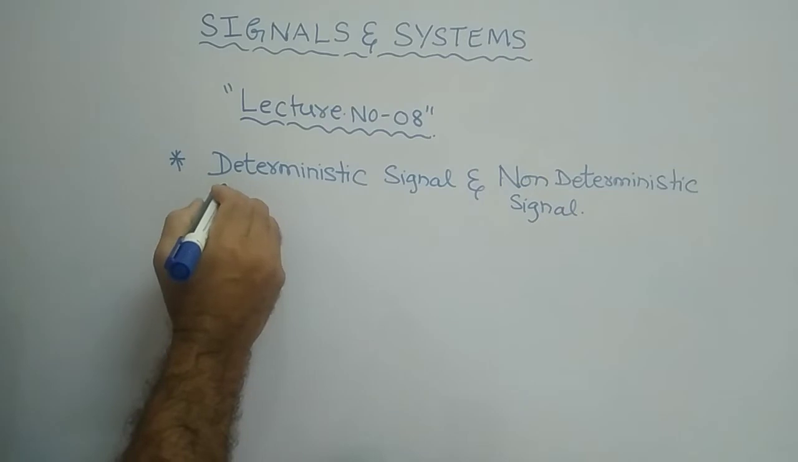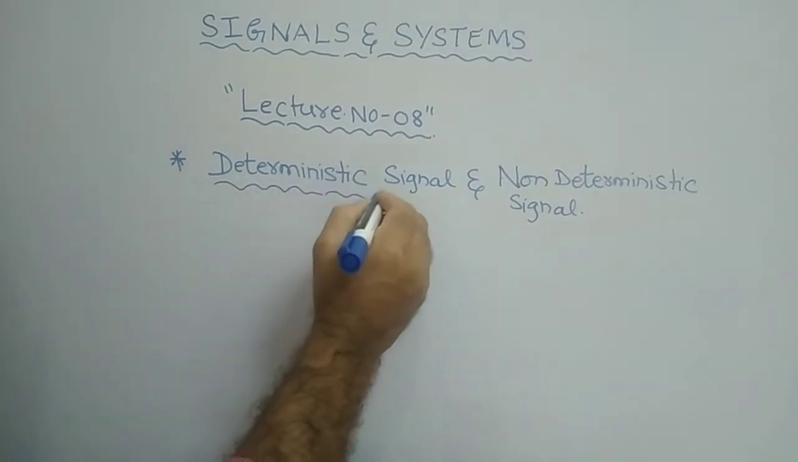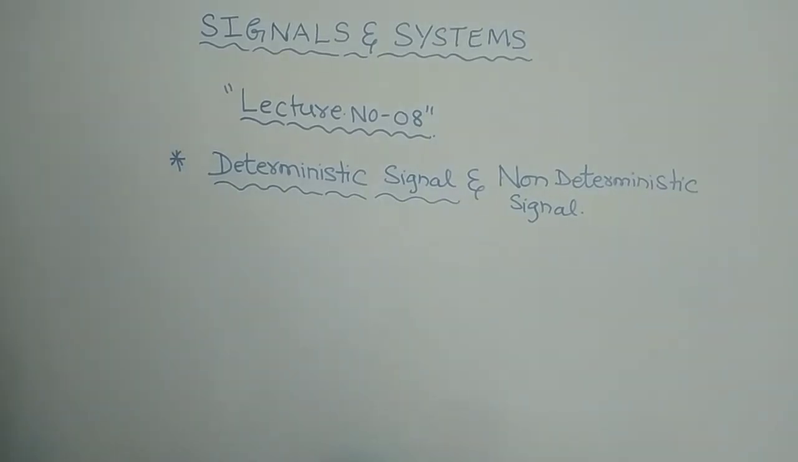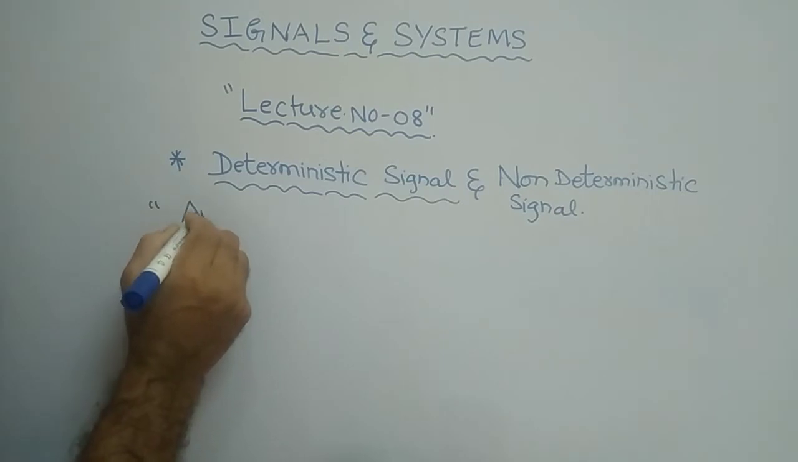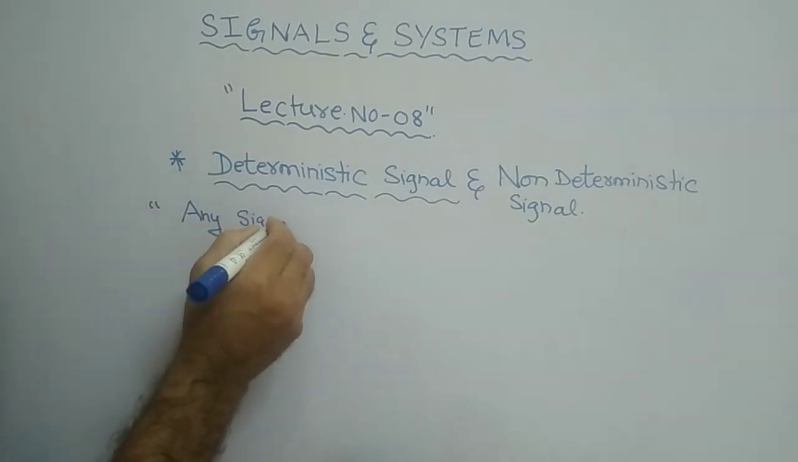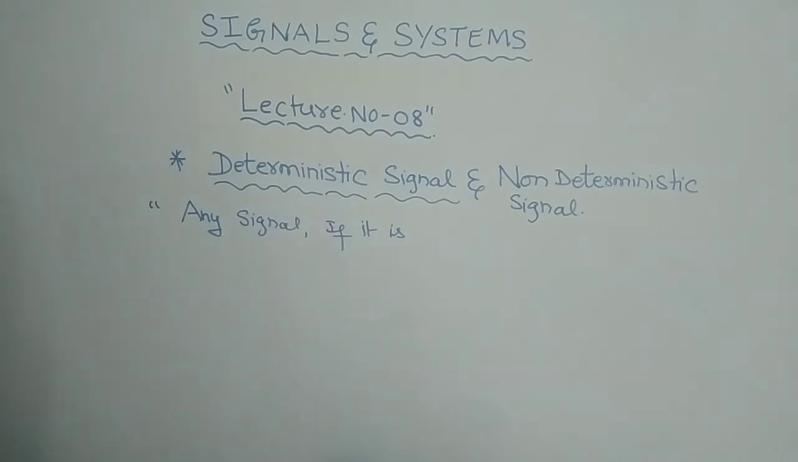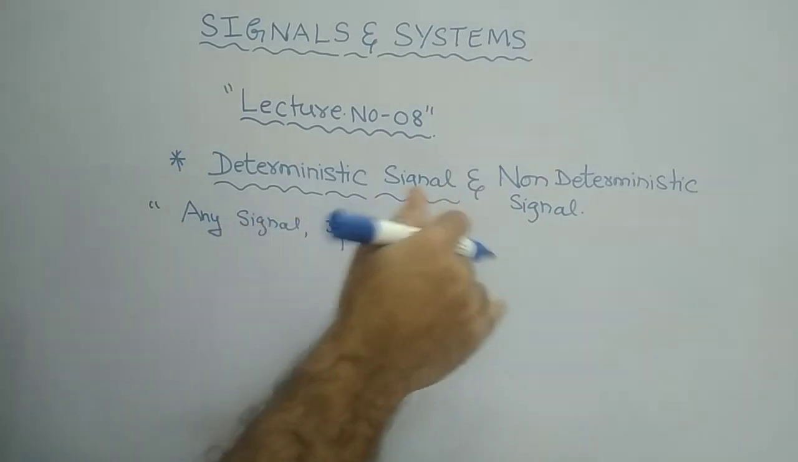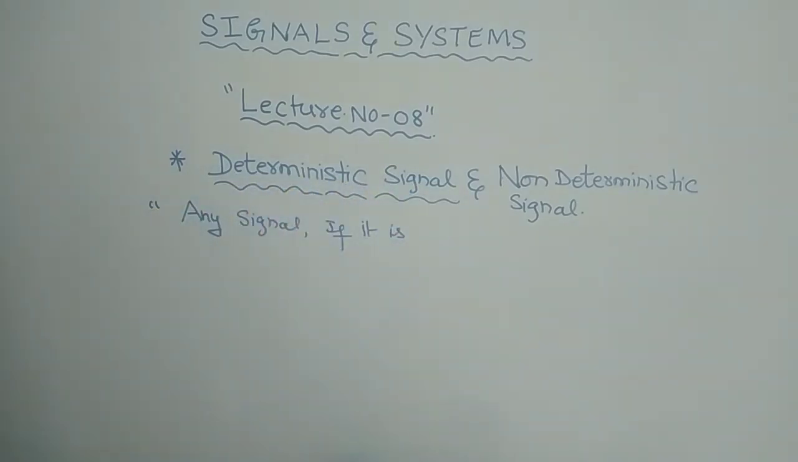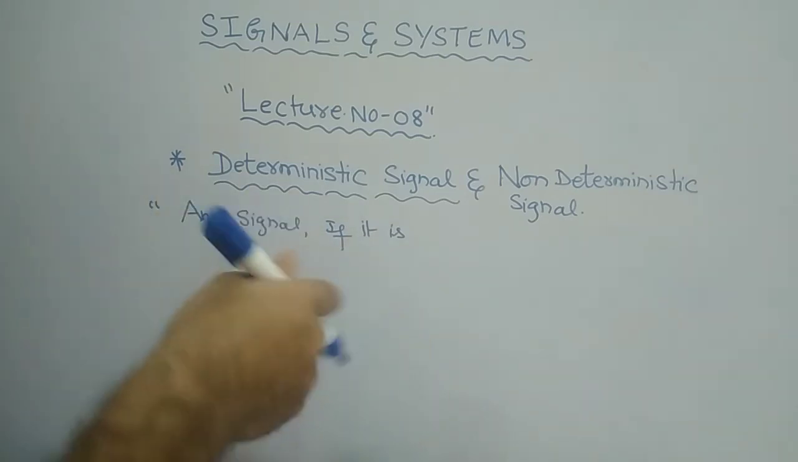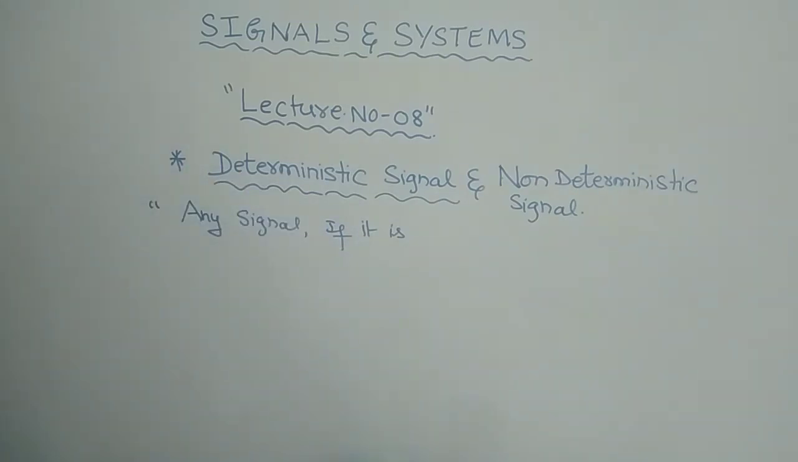So I will explain to you what a deterministic signal is first. Deterministic means it is determined. Determined means it can be completely expressed by a mathematical expression. So in definition form, any signal, if it is completely specified by a mathematical expression, then that signal is called a deterministic signal. If any signal can be expressed by a mathematical expression, that is called a deterministic signal. Clear? That is the definition of a deterministic signal.